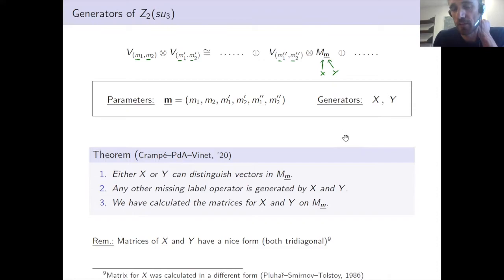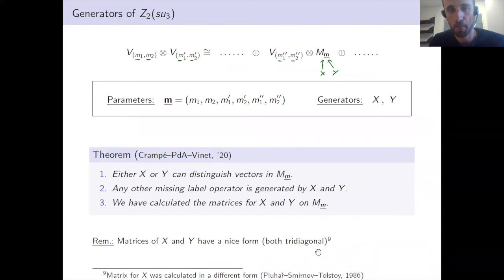And I have to mention that, of course, this is an old problem, so the matrix for X was actually calculated a long time ago in a slightly different form, which is a bit less nice for the remaining statements that I will make. And it seems that the full centralizer, so X and Y, was never considered before. And the matrices we found are quite nice, actually. They are both 3 diagonal matrices, so not completely crazy matrices.